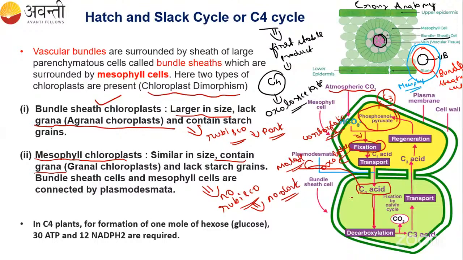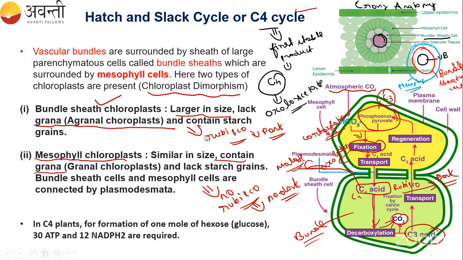Now, this malate is the C4 compound, right? It releases the carbon dioxide. Now this carbon dioxide is taken by the Rubisco enzyme in the bundle sheath cell. The Rubisco enzyme will take the carbon dioxide, and here the dark reaction takes place. So after the loss of one carbon dioxide, it is converted into a C3 acid. Then again it is transported to the mesophyll cell. Okay. So this is about the C4 plant or the C4 cycle.